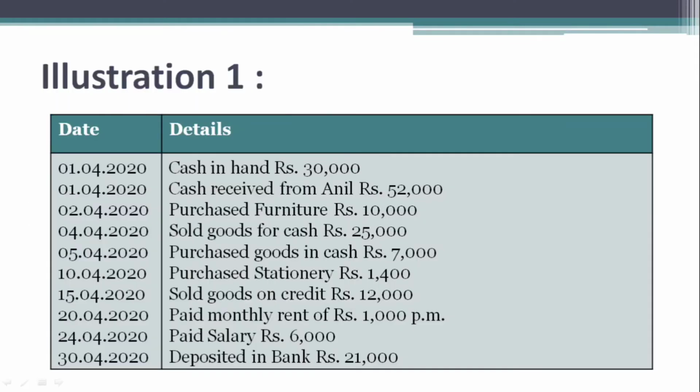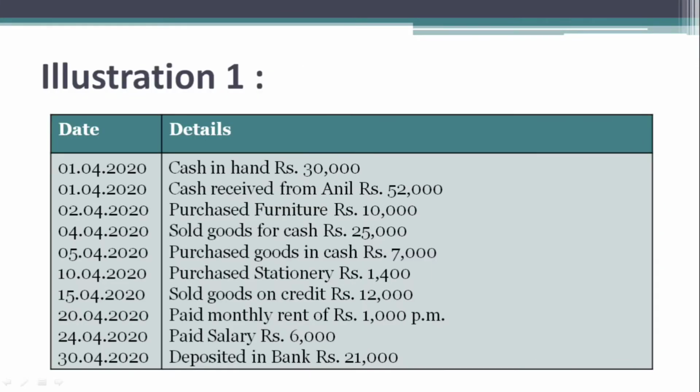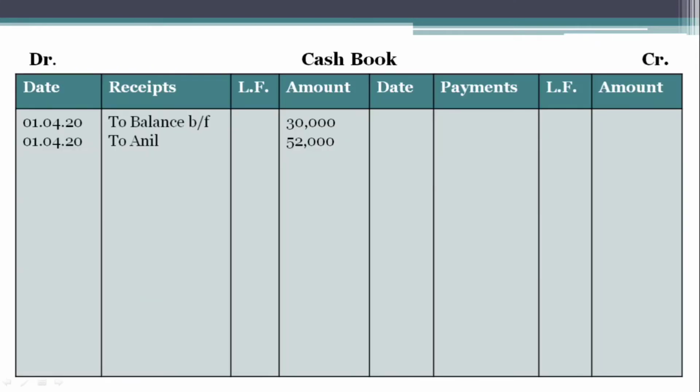First, it is cash in hand rupees 30,000. So this must be our balance which is brought forward. So we write here on the receipt side to balance brought forward with 30,000. Cash received from Anil rupees 52,000. Now we understand this very clearly that it should be shown on the receipt side to Anil rupees 52,000.